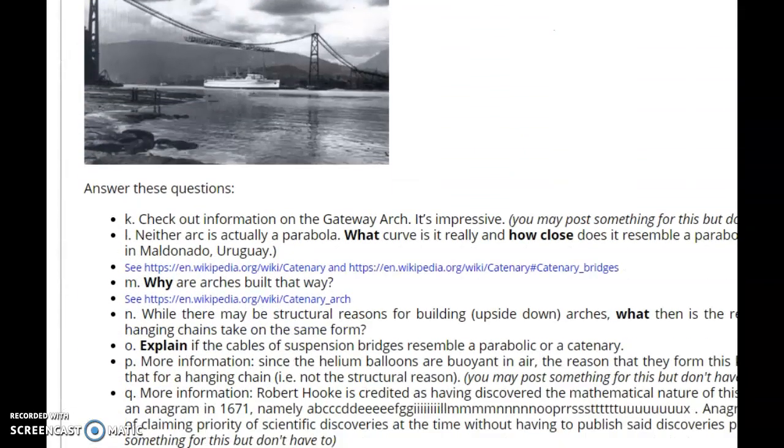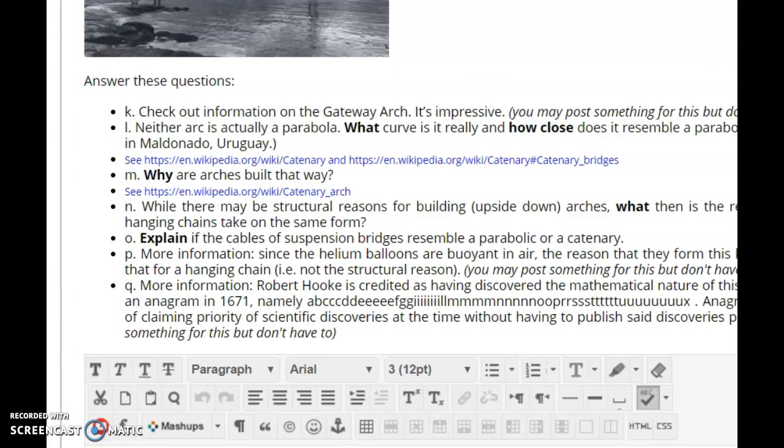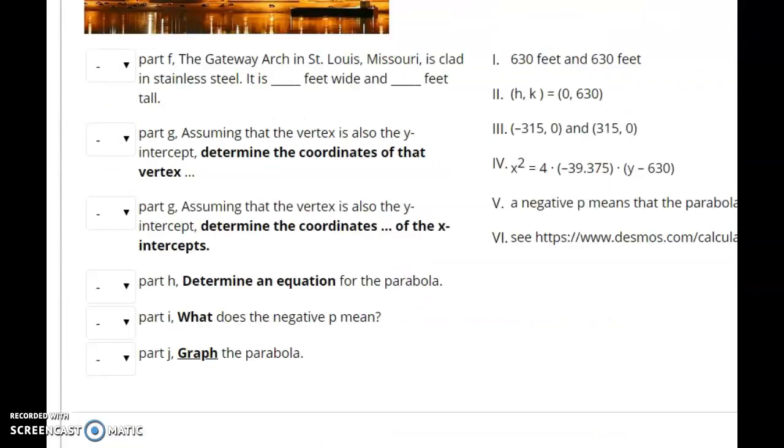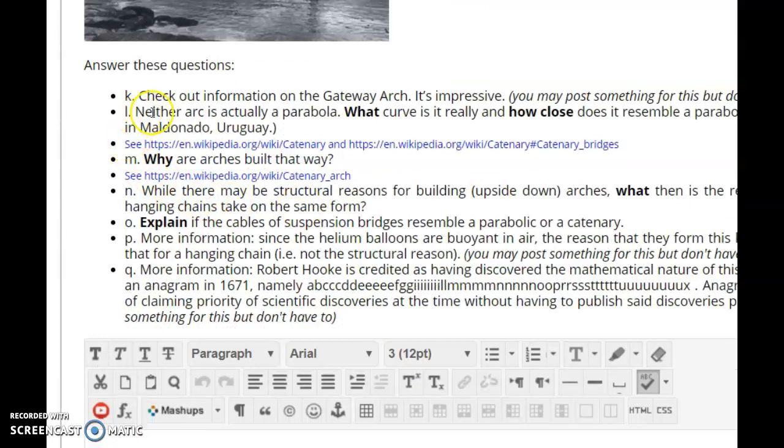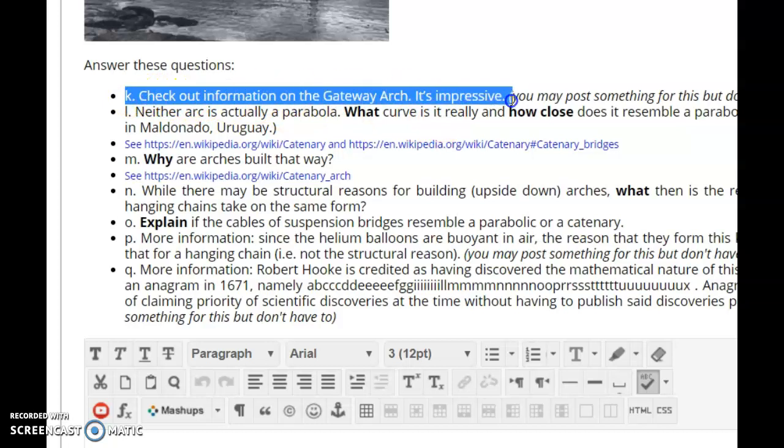Here's another matching question. In this one, actually, you have to type a little bit. Notice what I put in bold. This is actually what you have to figure out. That happened on the matching questions as well. Notice stuff in bold right here. So here you actually have to type something. So you would have to say what curve is it really and how close does it resemble a parabola and so on. Notice also there's a few pieces of instructions sometimes where there's no bold part.